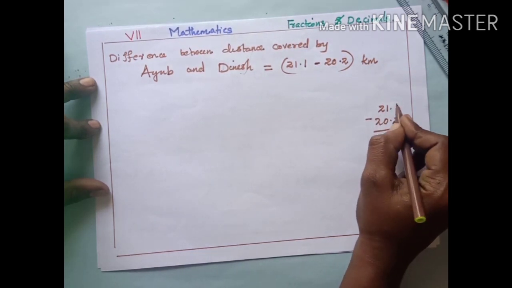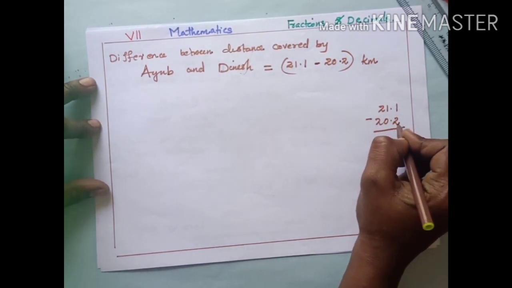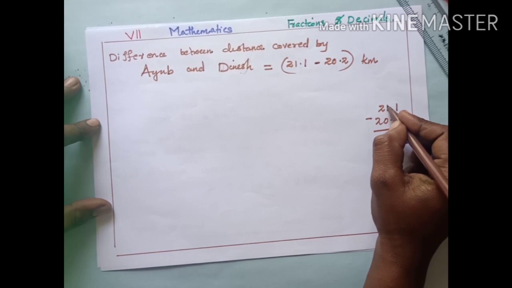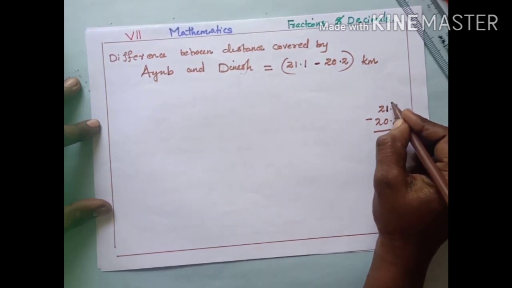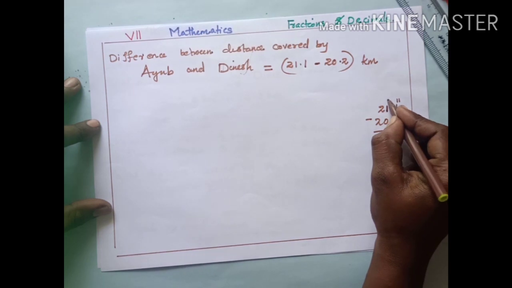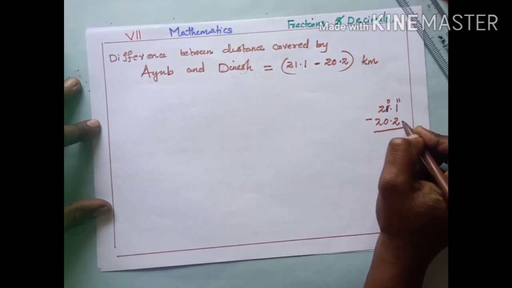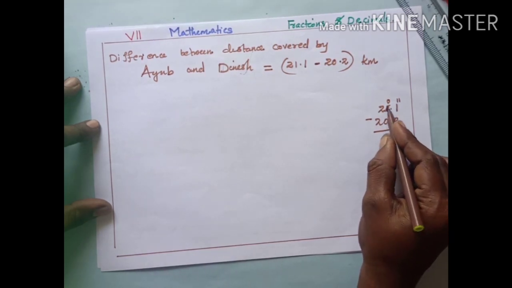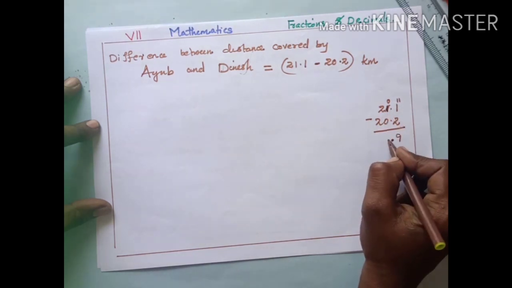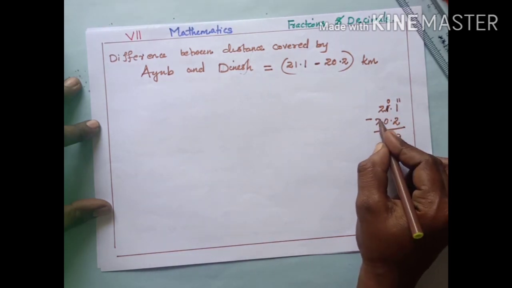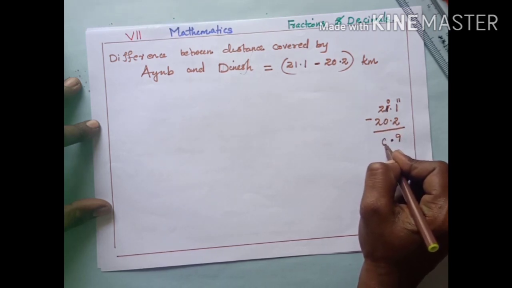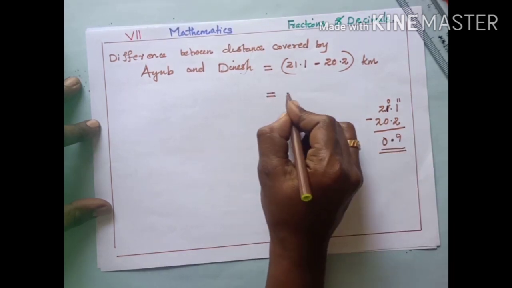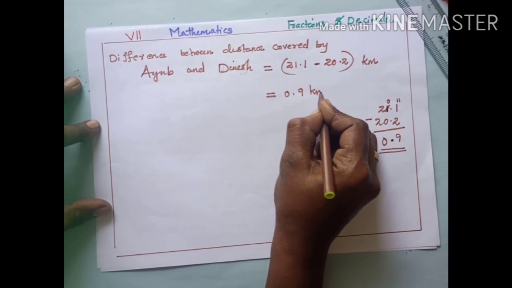Subtracting the same place values. 2 subtracted from 1 is not possible. So take this 1 from the whole number part. So this becomes 11. So 1 is changed into 0. Then 11 minus 2 is 9. Put this point. Then 0 minus 0 is 0. That means the whole number part here is 20. 20 minus 20 is 0. So we get the answer equal to 0.9 kilometers.